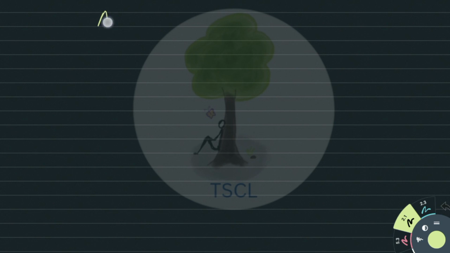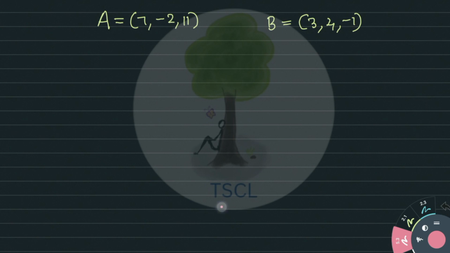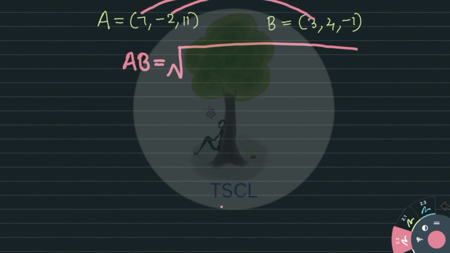We have the point A which is already given, that is 7 comma minus 2 comma 11, and point B we just found out, that is 3 comma 4 comma minus 1. Now let's substitute it in the distance formula. We have to find the distance of AB. So for that we use the distance formula, and it's as follows. Now we'll subtract 7 minus 3, minus 2 minus 4, and 11 minus of minus 1.